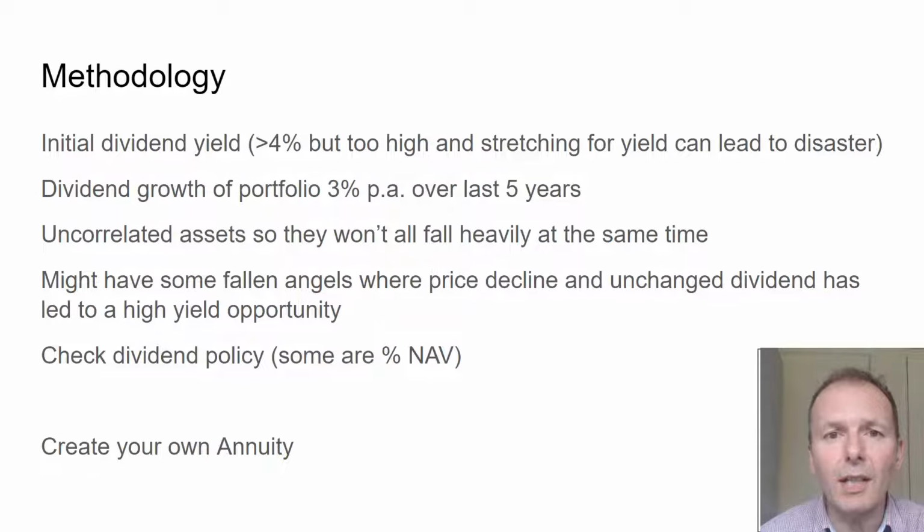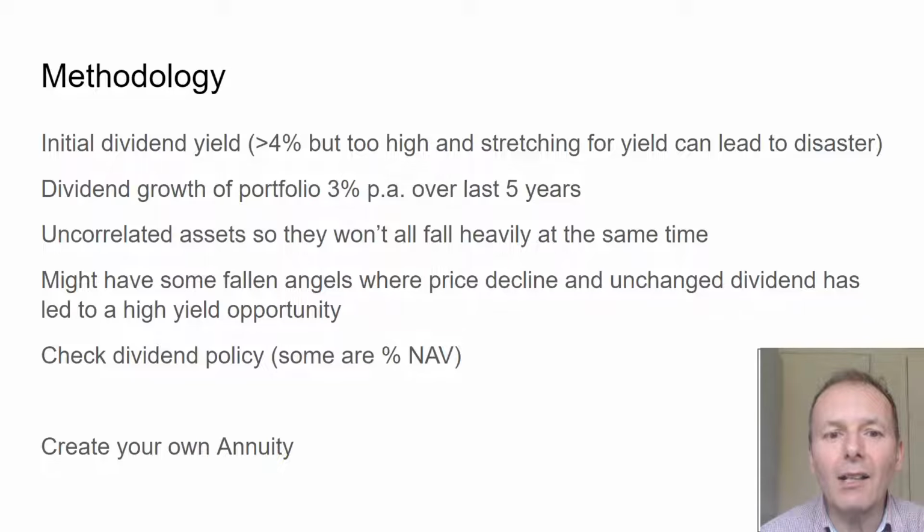So the methodology for this portfolio is to get an initial dividend yield of more than 4%. If we aim for too high a number, we're just really stretching for it, and that can lead to disaster in terms of some poorly performing funds and potential dividend cuts. We need dividend growth of 3% or more over the last 5 years. That means that the dividends are keeping up with the pace of, well, what used to be normal inflation.